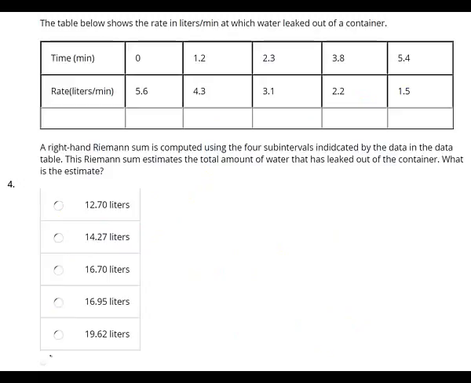All right, number 4. They gave us some kind of a table. We've got a right Riemann sum computed using 4 subintervals. This sum estimates the total number. What is the estimate? So they basically want us to do a right Riemann sum, right? So right starts from this end. How many subintervals do we have? 4. Okay, so I'm going to set up 4 rectangles.